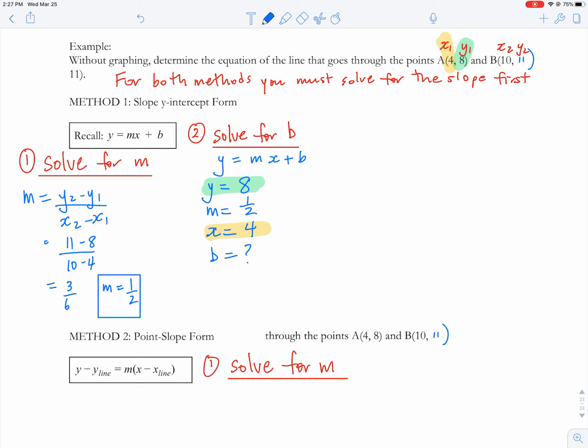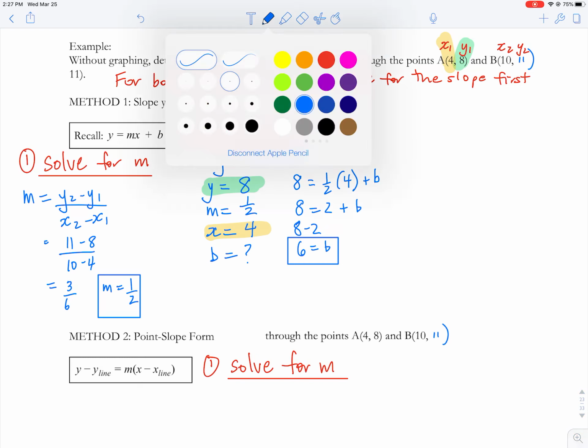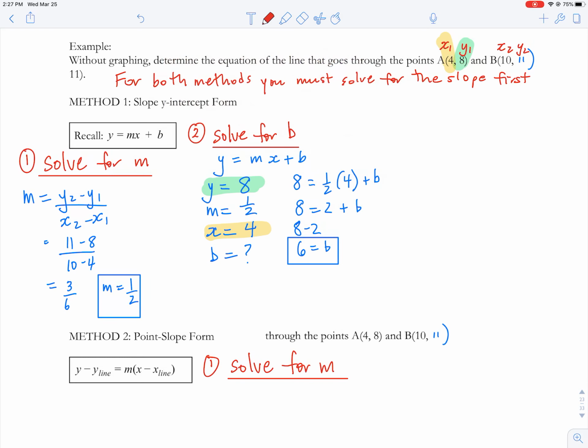So if I sub all these into y equals mx plus b, I get 8 equals 1/2 times 4 plus b. So 8 equals 2 plus b. So 8 minus 2, I get that 6 equals b. And be careful that your b doesn't look like a 6. I'm really careful with making sure my b looks like a letter and my 6 is curvier to look like a number. So we found m, we found b.